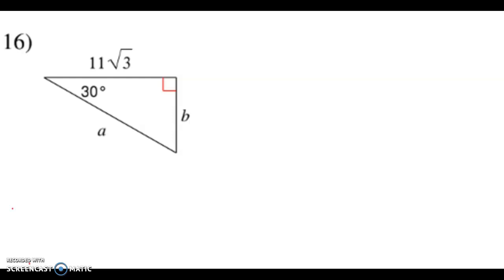All right, we want to solve for the missing sides here, A and B. First thing I've got to do is recognize what kind of triangle this is. This is a special right triangle. It's a 30-60-90, which has side ratios of 1 to root 3 to 2. So I want to use these side ratios to figure out my missing side. So go ahead and label your angles there.